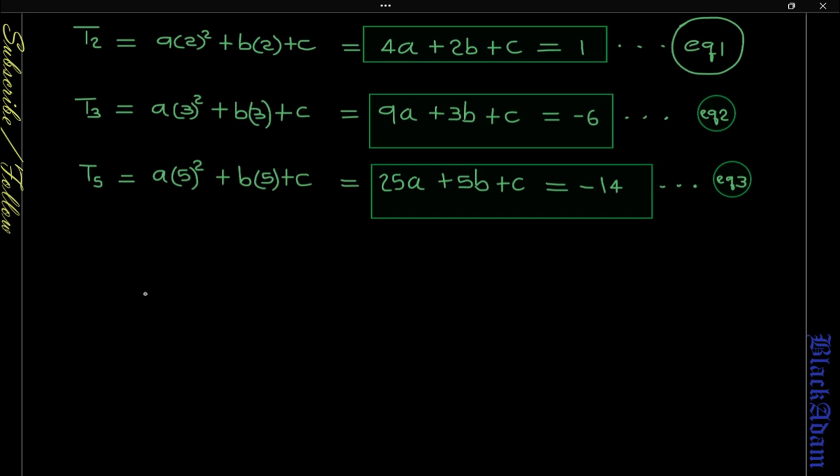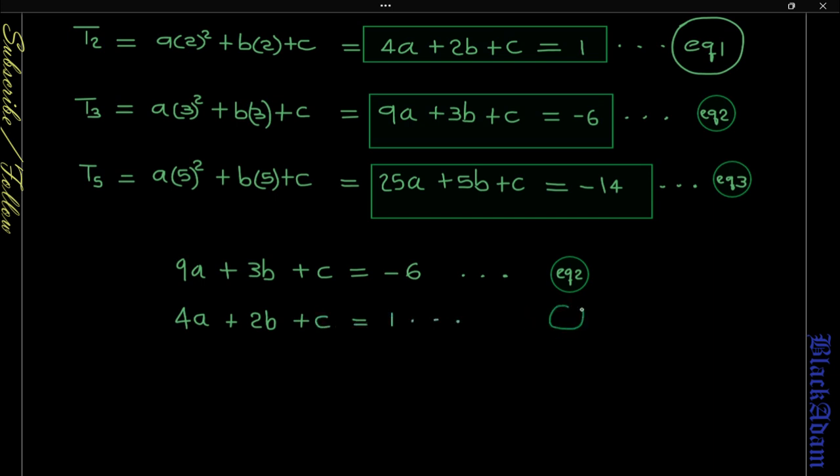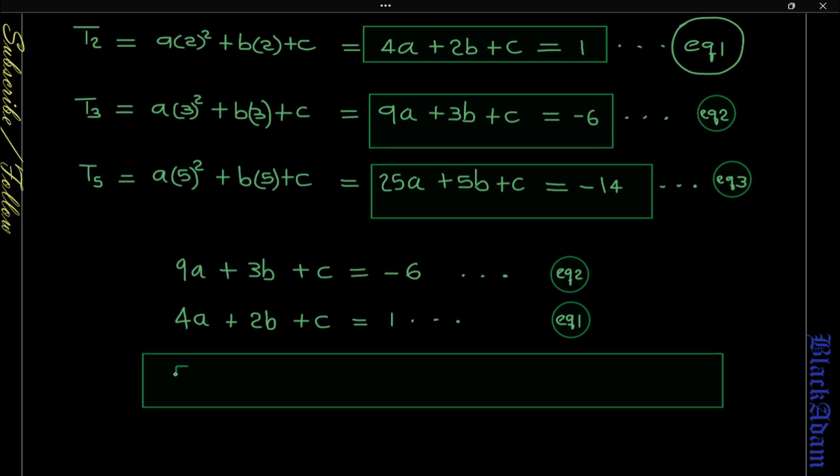We have 9a plus 3b plus c is equal to -6, that's our equation 2. And the next equation is 4a plus 2b plus c is equal to 1, that's equation 1. Because the c is common, one equation has to subtract the other. So we're going to say equation 2 minus equation 1. That's 5a, b, 0, and -7, because -6 minus 1 is -7.